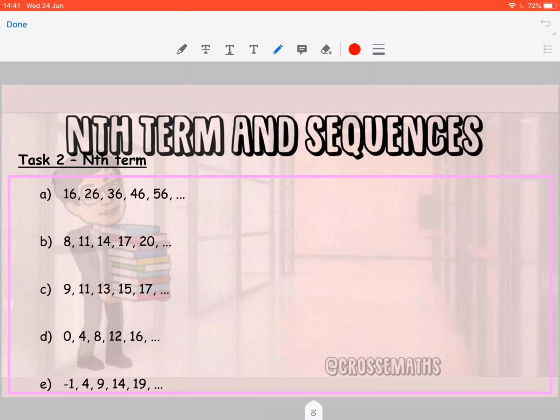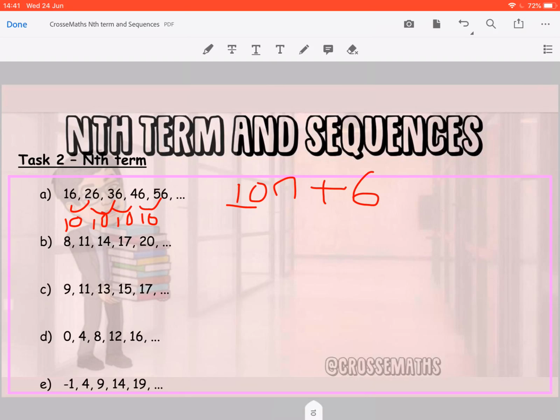I've got some sequences by here. I'm just going to practice the method we just did. Okay, look at the first one. It's going up in 10s. So it's going to be 10n because it's going up in 10s. Remember, this number is your jumps. And the number on the end is whatever comes before the first number. Well, my first number is 16 and it's going up in 10s. So whatever comes before 16 is going to be positive 6. So my answer is 10n plus 6.